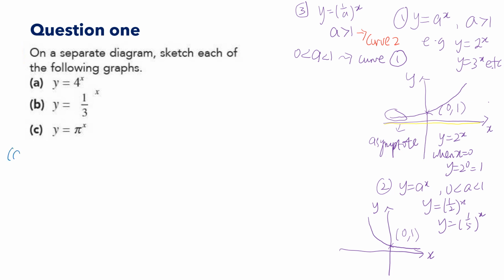Right, part A. If you look at the base that we have here, 4 is more than 1, so it satisfies curve number 1, which is such that when your x increases, your y increases also. So it goes this way.